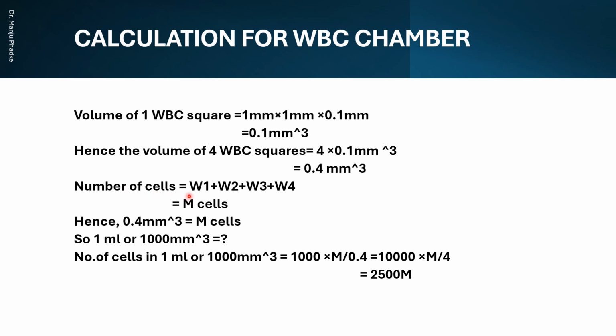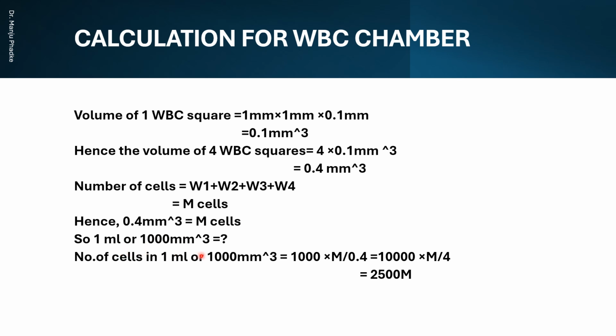Now, the total number of cells in the 4 WBC squares is equal to M. Let me tell you at this point that we are not considering the average number of cells. We are taking the total number of cells. So W1, W2, W3, W4, which is the total number of cells, is equal to M. So 0.4 millimeter cube has got M cells.